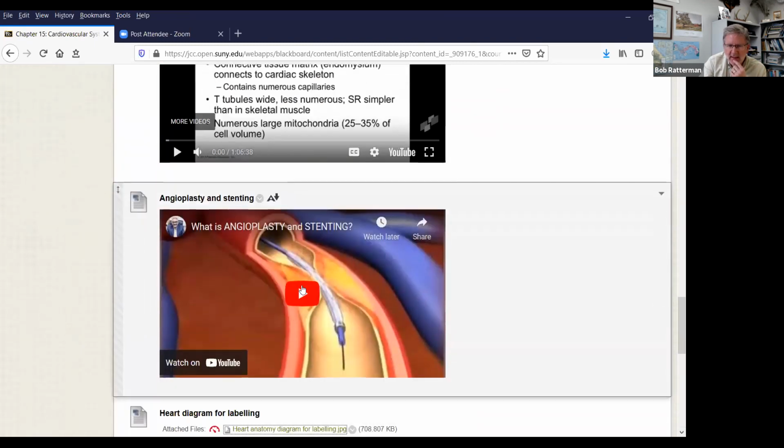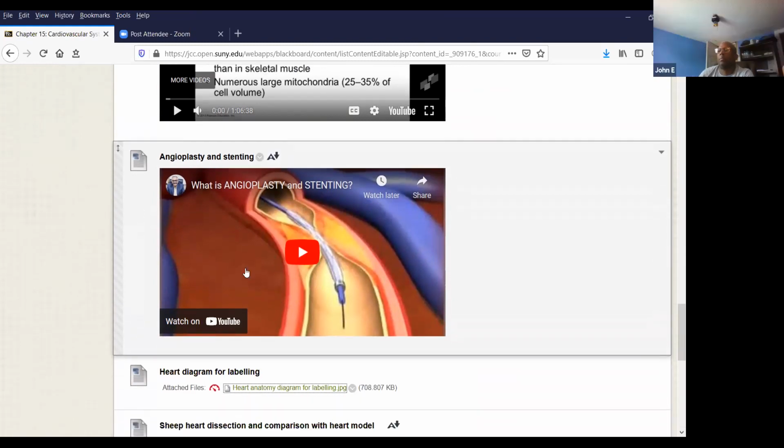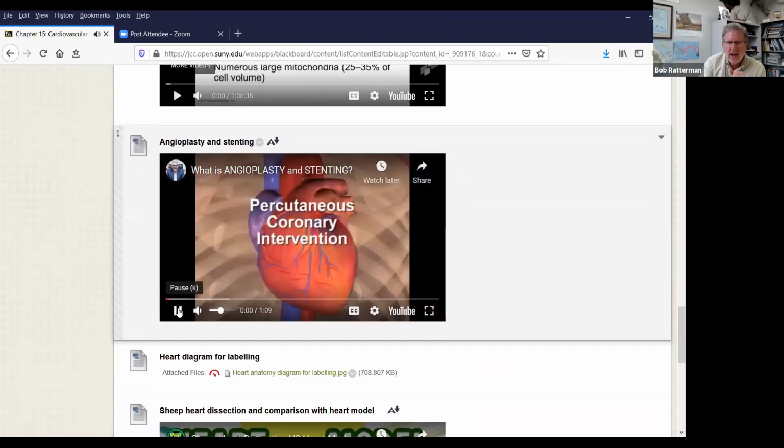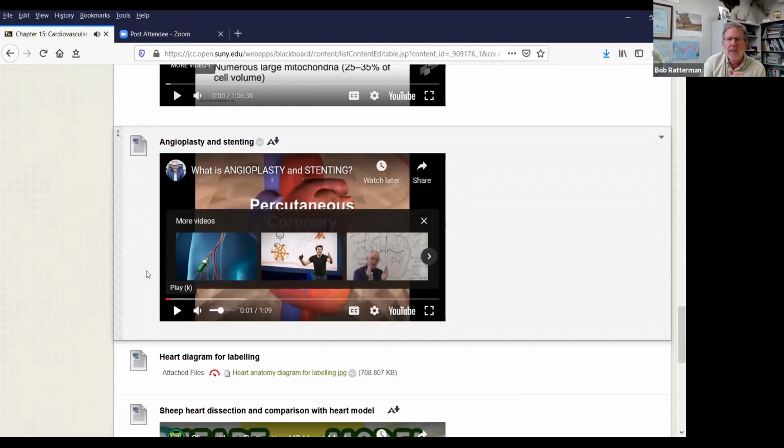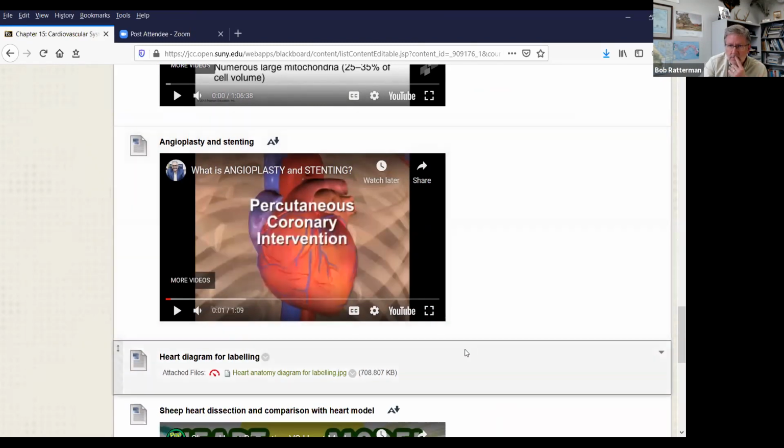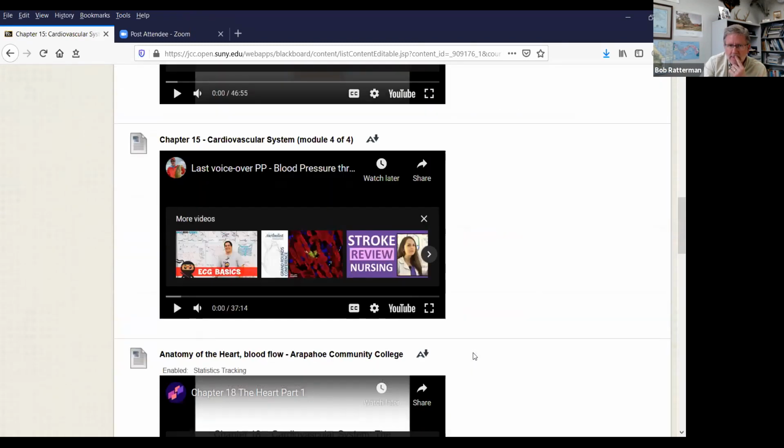This angioplasty is a technique for opening up partially blocked coronary blood vessels. Have you ever heard of this angioplasty? Yes. This is like, I don't know, less than 10 minutes long. Oh gosh, it's like 1 minute long. I thought it was longer than that. Anyway, it talks about the technique. It's pretty cool if you're interested in watching that.